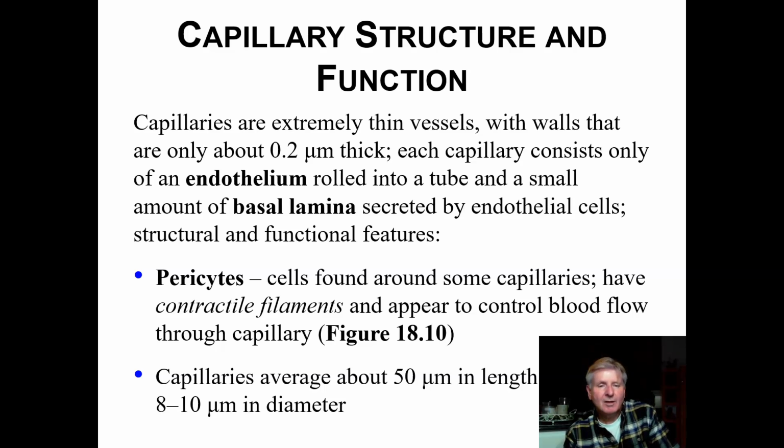Pericytes are cells found around some capillaries, and they do have contractile filaments that appear to control blood flow through the capillary. You see this in the pericytes that surround your capillaries in your brain, in your blood-brain barrier. Capillaries average about 50 micrometers in length and about 8 to 10 micrometers in diameter, just a little bit larger than a red blood cell, which is about 7 to 8 micrometers.